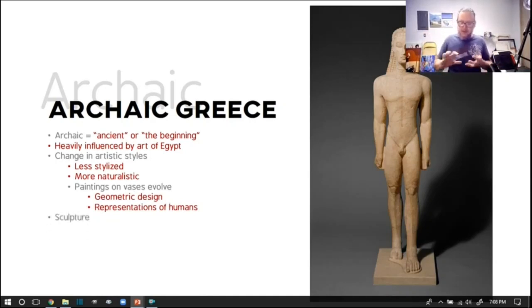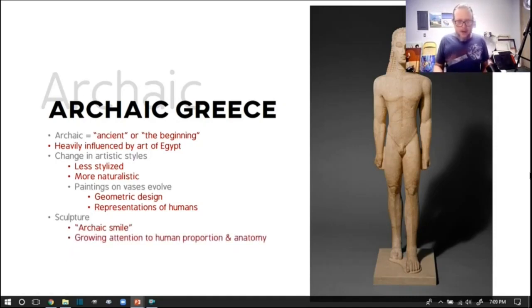In sculpture, the faces become animated with what's referred to as the archaic smile. This is a feature, if you will, of archaic Greek sculpture. And there's this growing attention to human proportions and anatomy that we're going to see brought to real fruition in the classical period. The architecture is characterized by the development of the Doric order of architecture. Don't worry, we'll get into that. You'll understand what that means later.